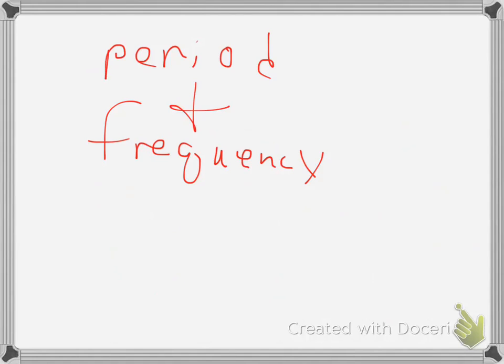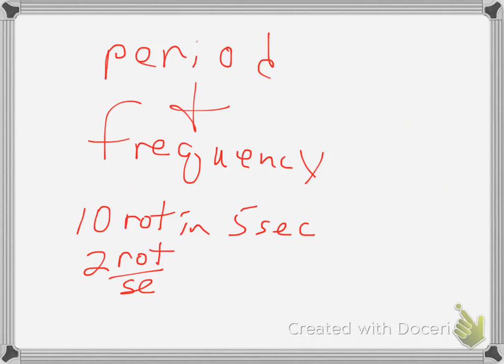So earlier I was talking about how an object went around a circle. I hope I got my math right on that one earlier. It went 360 degrees in 2 seconds. So what if you went around 10 rotations in 5 seconds? So this is easy stuff. How many rotations per second are you doing? Well, you're doing 10 divided by 5, or 2 rotations per second.